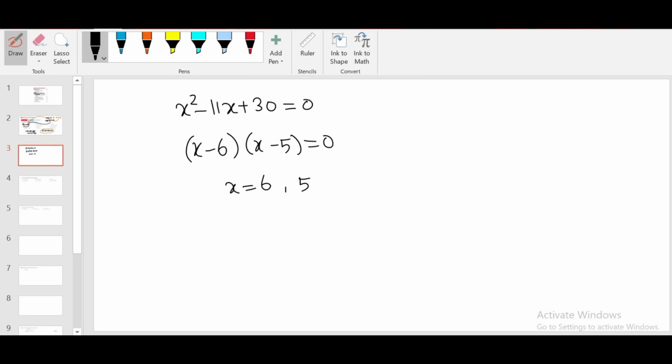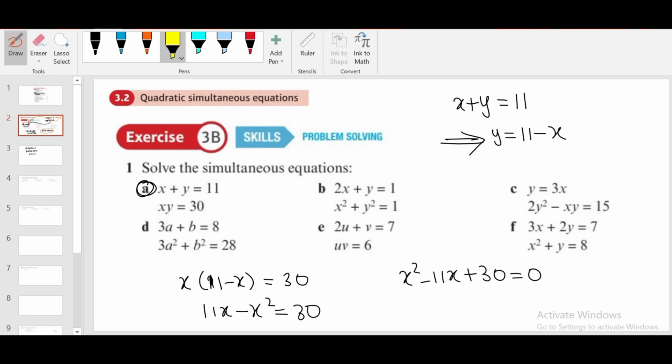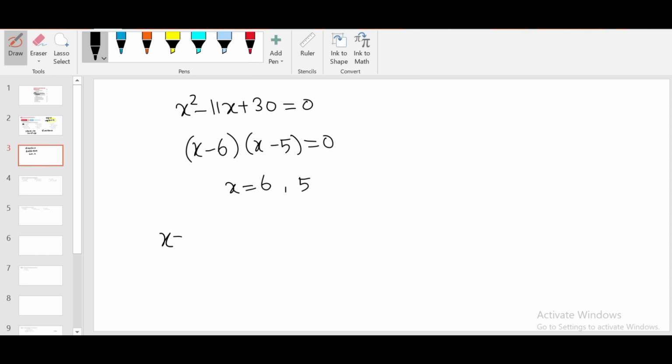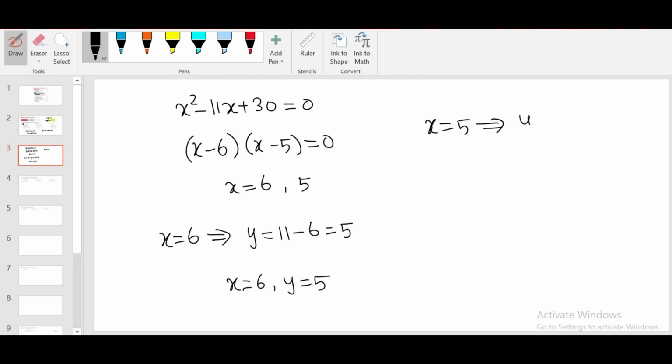We got the x values already. We need to find the value of y. y is basically 11 minus x, right? So when x is equal to 6, y is equal to 11 minus 6, so you will get 5. That's one pair actually: x is 6, y is 5. Write them as pairs. When x takes the second value, y will be 11 minus 5, which is 6. So x is equal to 5, y is equal to 6. That's the second pair. That's how you solve quadratic simultaneous equations.